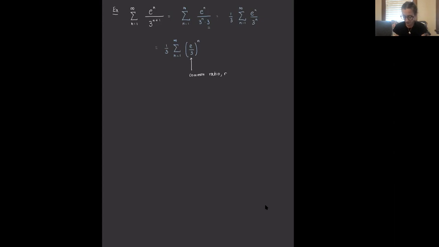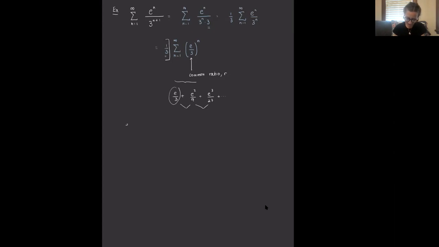If we write out the terms of this series, I'm going to leave the 1/3 on the outside and not worry about that for now. If I wrote down these terms, when n is 1, we have e over 3. When n is 2, we have e squared over 9. When n is 3, we have e cubed over 27, and so on. So you can see that our common ratio that we multiply term by term is e over 3. First term is also e over 3.